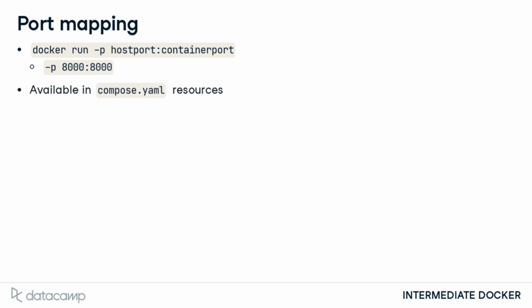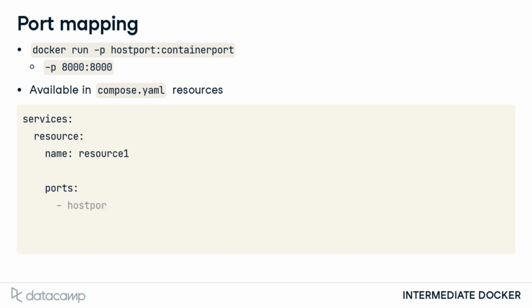As with bind mounts, we can also map ports in compose.yaml files. The syntax is similar, with a ports option under a resource. We can then define the mapping using the list syntax with the - host port:container port. For the example above, we can use - 8000:8000. We can map as many ports as required using the syntax, with one mapping per line.